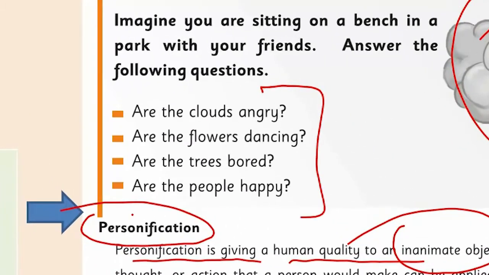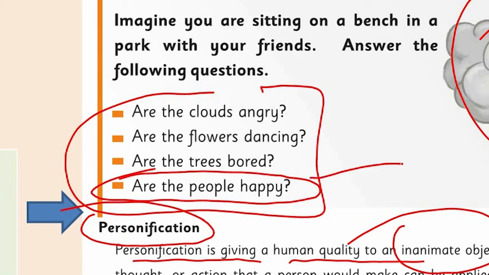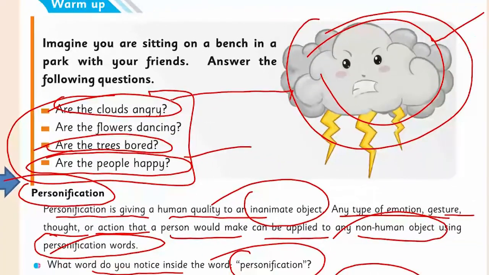Now look back at this question here. Can flower dance? No. It's a use of personification. Are the people happy? Yes. This is the real thing. Are the trees bored? Trees can't be bored. Only people can be bored. Are the clouds angry? No. Clouds cannot be angry. Only people can be angry. All these things belong to the people only, not inanimate object, not the non-living things.